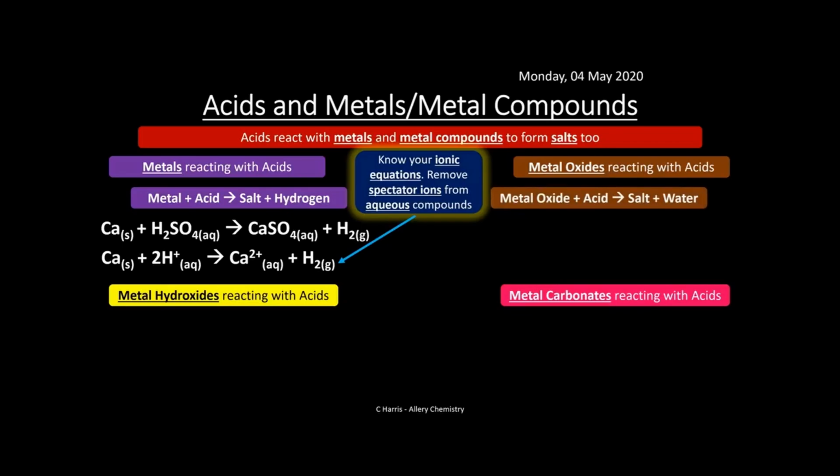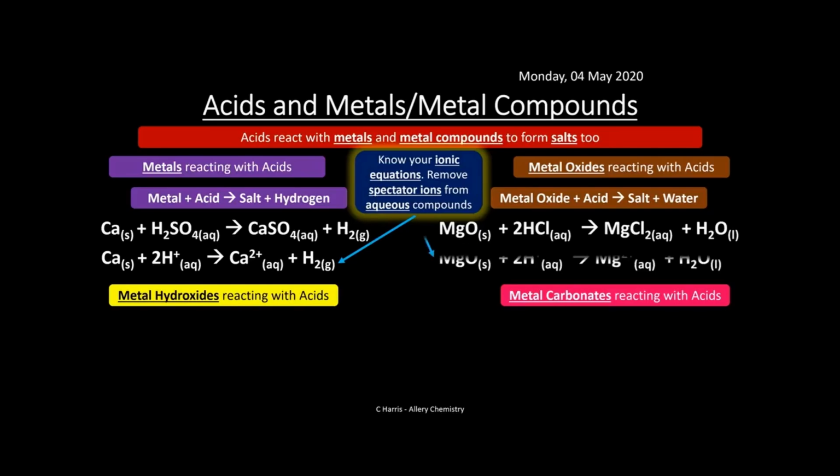So metal oxide plus acid will form salt plus water. Okay, so we treat a metal oxide as a base because it is a base, that's why. So we form salt and water. An example would be magnesium oxide, which is a metal oxide, plus hydrochloric acid, which is your acid, will form magnesium chloride and water. So this is your salt that's being produced.